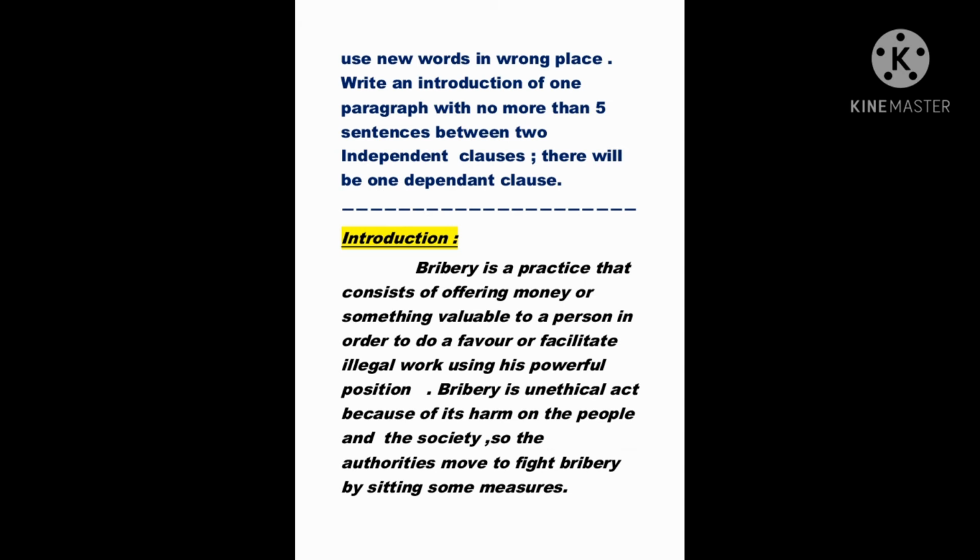So, as a sample of introduction: bribery is a practice that consists of offering money or something valuable to a person in order to do a favor or facilitate illegal work, using his powerful position. Bribery is an unethical act because of its harm on the people and the society. So the authorities move to fight bribery by setting some measures.